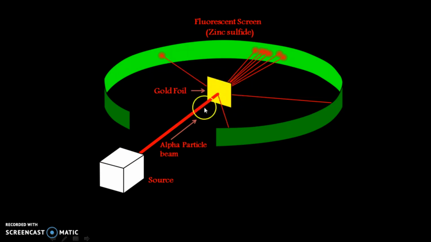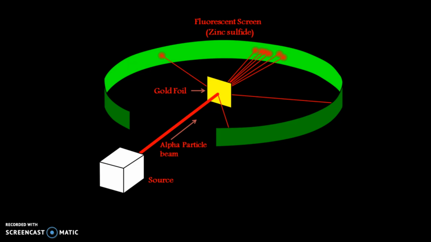Gold was chosen for this experiment because it can be made into a thin sheet of approximately 2.1 × 10^-7 meter thickness. A zinc sulfide screen was placed around the gold foil and used as a detector. By using a microscope, the glow produced whenever an alpha particle strikes the zinc sulfide was observed.